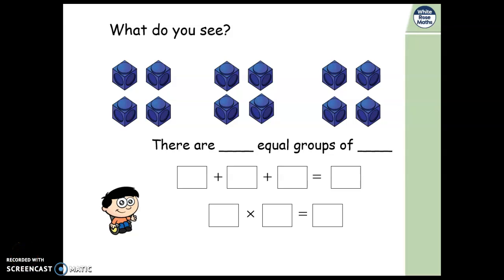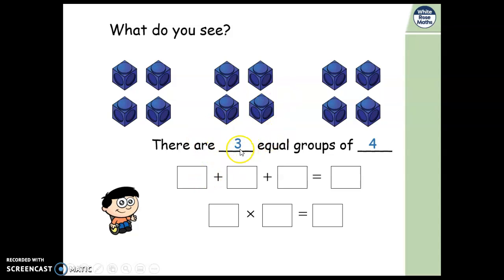Okay, for the next part, the main part of the lesson, we are looking at some concrete resources and pictorial resources, and using them to write a number sentence, a repeated addition, and then we're looking at the multiplication sign, because that is our focus, our learning intention. So what do you see? I see one group, two groups, three groups, and I know they're equal and they've got 4 in each. So just like we normally do, there are 3 equal groups of 4.